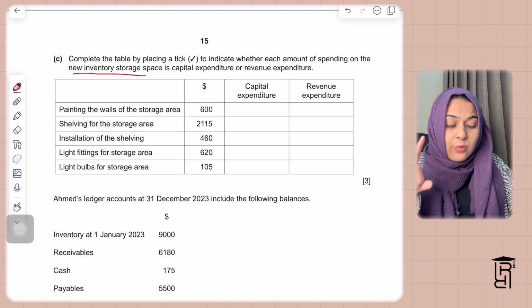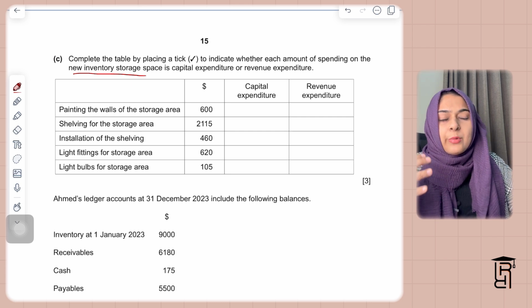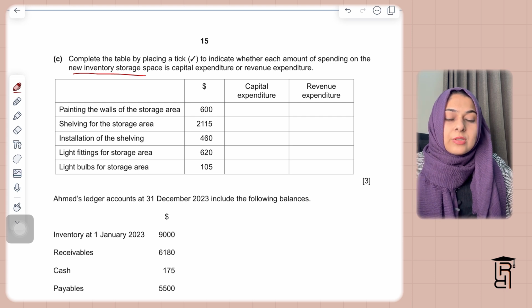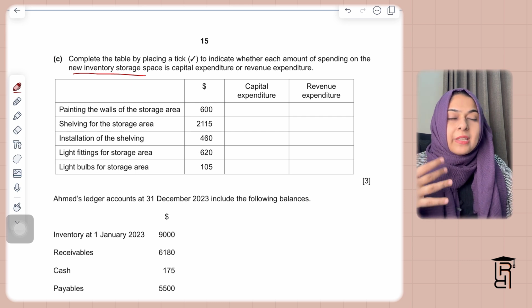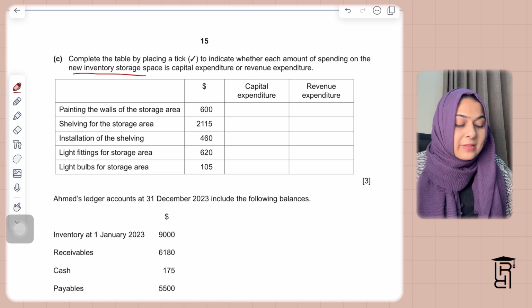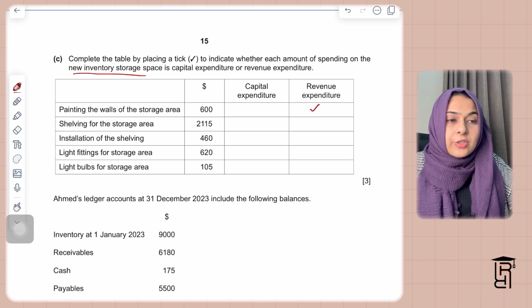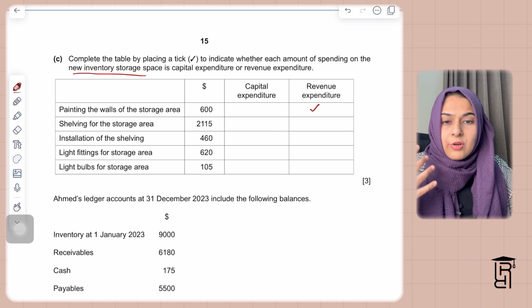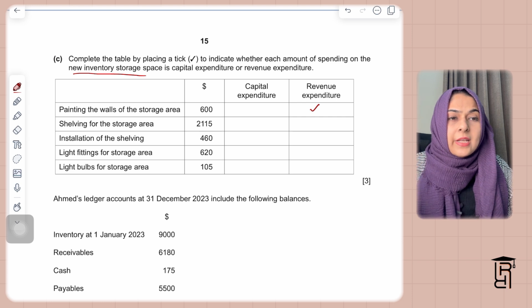So painting the walls of storage area. Painting, normally everybody paints, like even if it's a house, you would paint it every year, or once in a year, or there's some kind of painting going on. So this is kind of a recurring expense, so you'll basically take revenue expenditure for this, because you need some painting expense to be incurred every year.